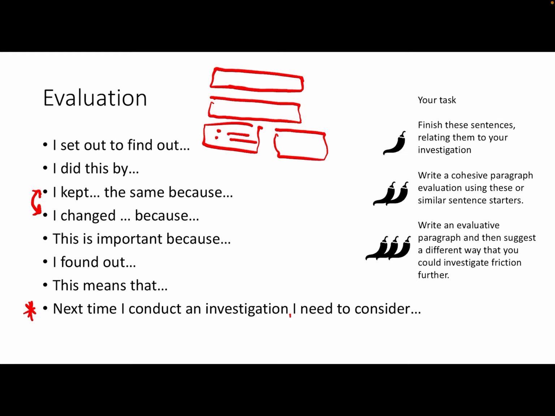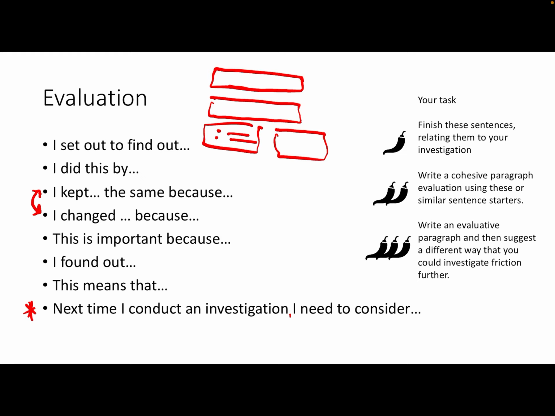You're quite confident with writing sentences, so now think about how you're going to show your results in the best way that you can. I'm going to leave that open to you how you do that, because I think you can be really creative with some of these ideas, but try and make it really clear. And finally, write an evaluative paragraph and then suggest a different way that you can investigate friction further.